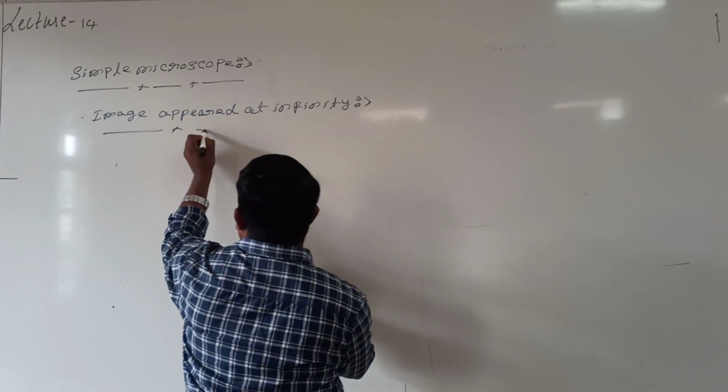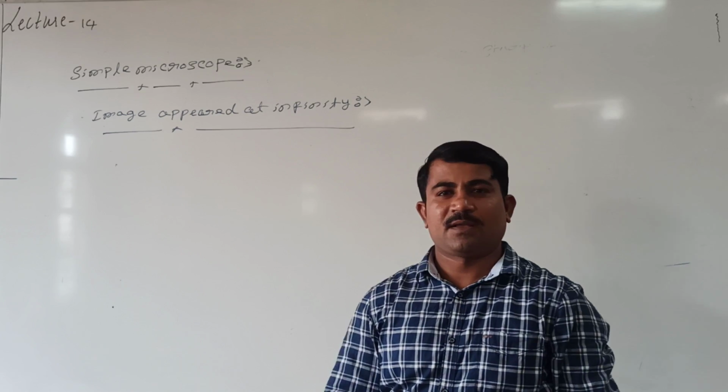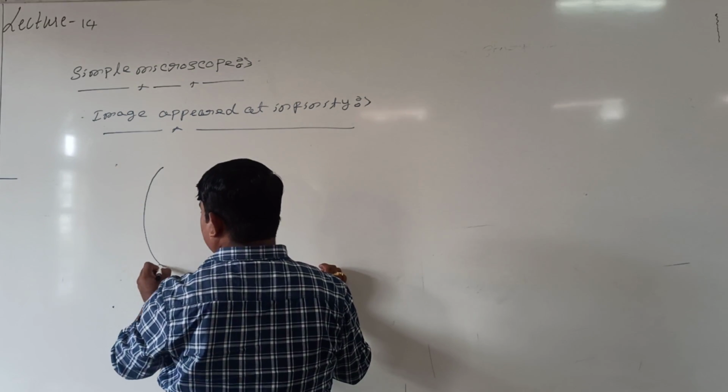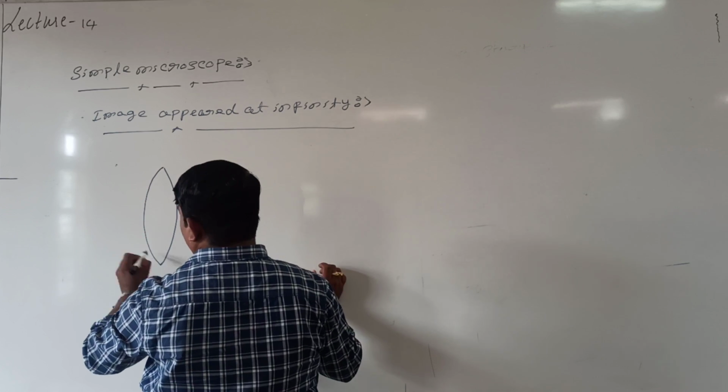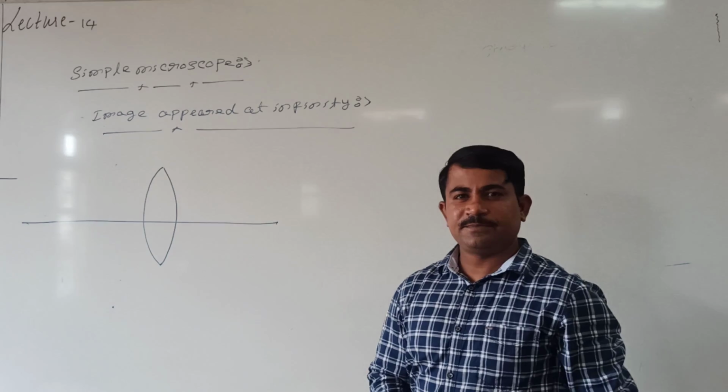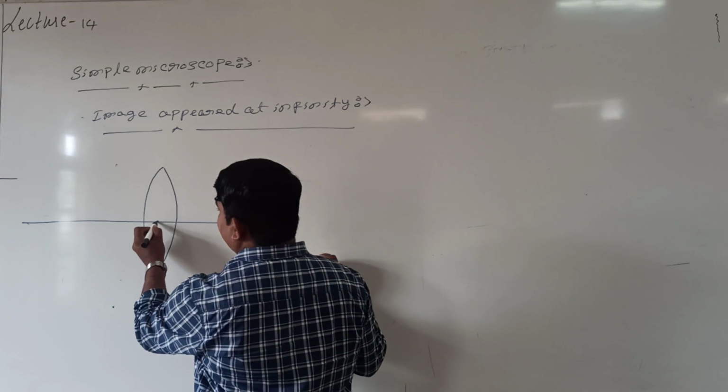Look at me. How to take, that is important. See here what we know. Again it is a convex lens. A simple microscope consists of a simple convex lens. This we can call the principal focus. Right or wrong? This second one we call the optical center O.